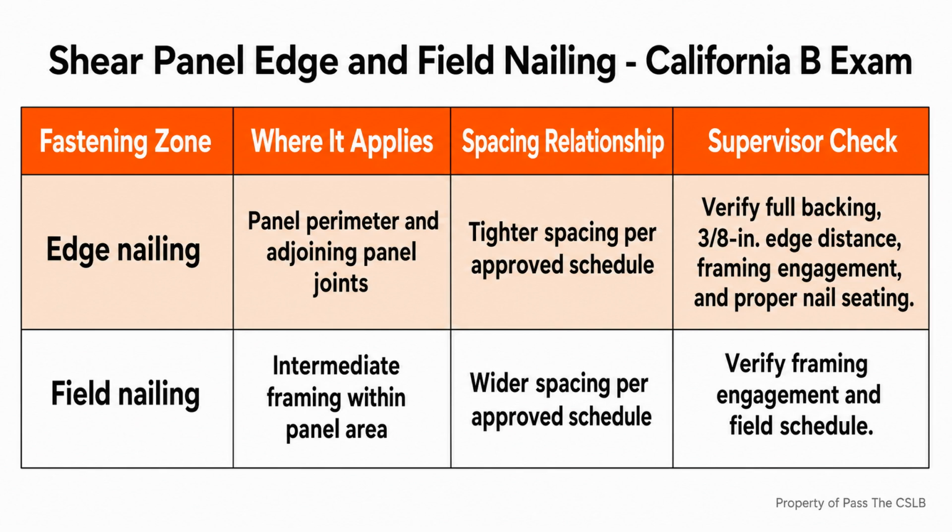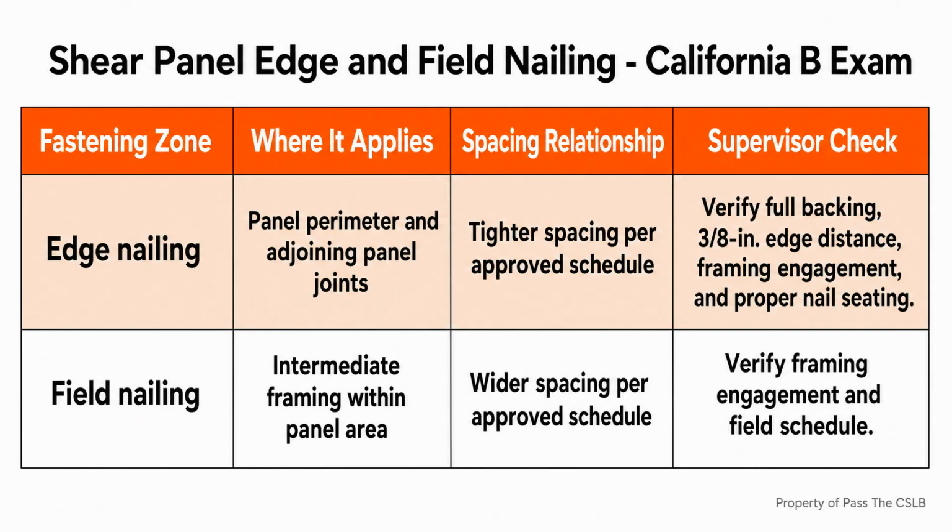The useful supervision question is not, does the wall have enough nails when viewed from 10 feet away? The useful question is, does each required fastening zone have the support, placement, and nail seating shown by the approved structural information? That question keeps attention on the load path instead of on appearances.